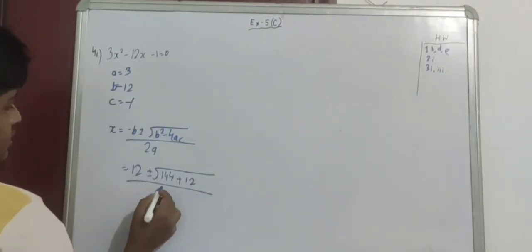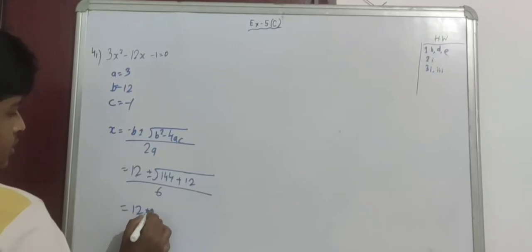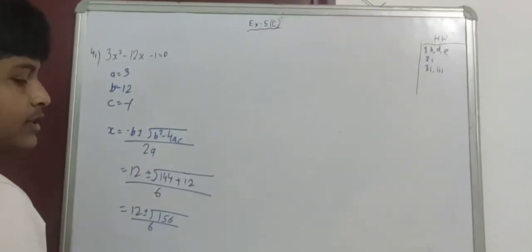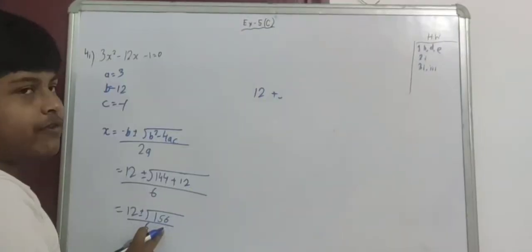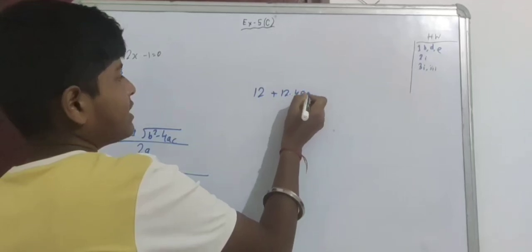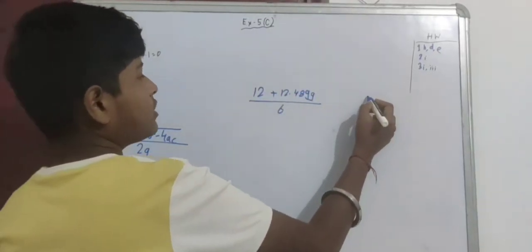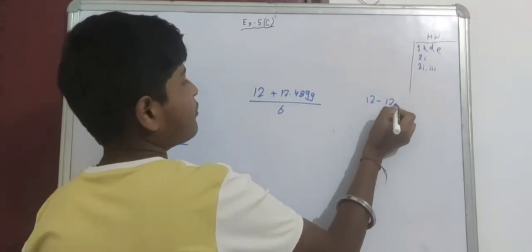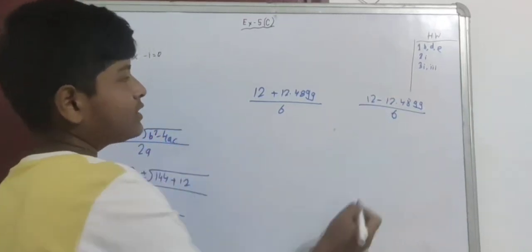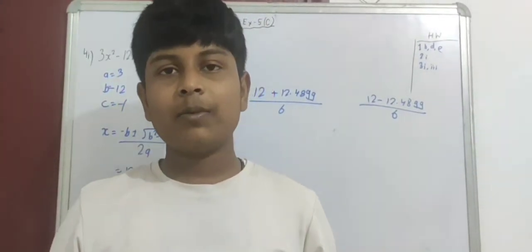Divided by 2, that is 6. So now we have 156 divided by 6. 156 can be written as 12.4899 divided by 6, and here 12 minus 12.4899. Here we are taking 4 decimal places because in the question we are asked for 3 decimal places.